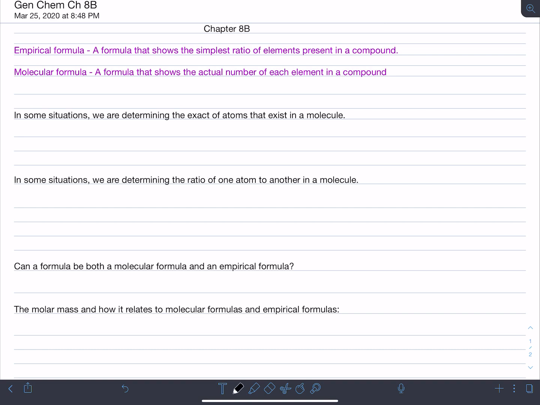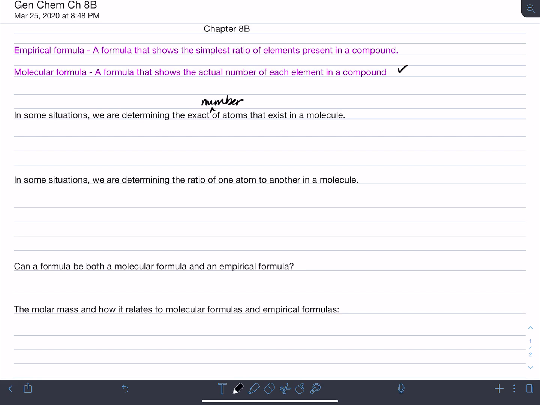Last week we talked about experimental error, percent yield. Let's talk this week about some different types of formulas. So one type of formula is what we call an empirical formula, and that's a formula that shows the simplest ratio of elements present in a compound. We also have what's called a molecular formula, and that is a formula that shows the actual number of each element in a compound. So in some situations, we are determining the exact number of atoms that exist in a molecule. That's what we call a molecular formula. That's this one up here.